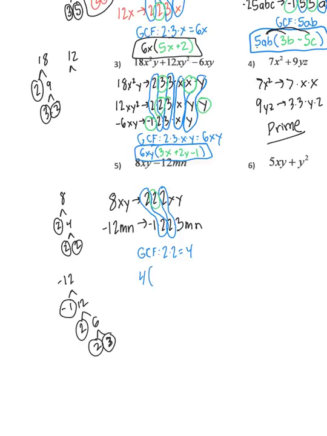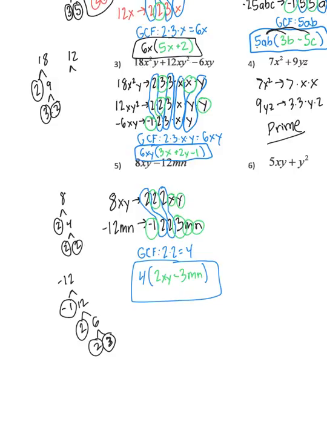My first term, I've got a 2xy left over. And my last term, I've got a negative 1 times 3 times mn. So that would be negative 3mn. And that gives me my final answer.